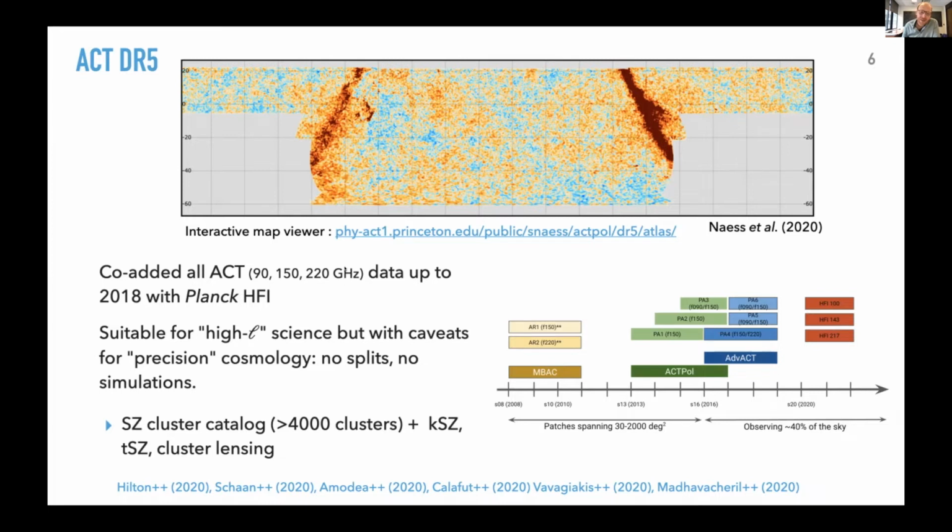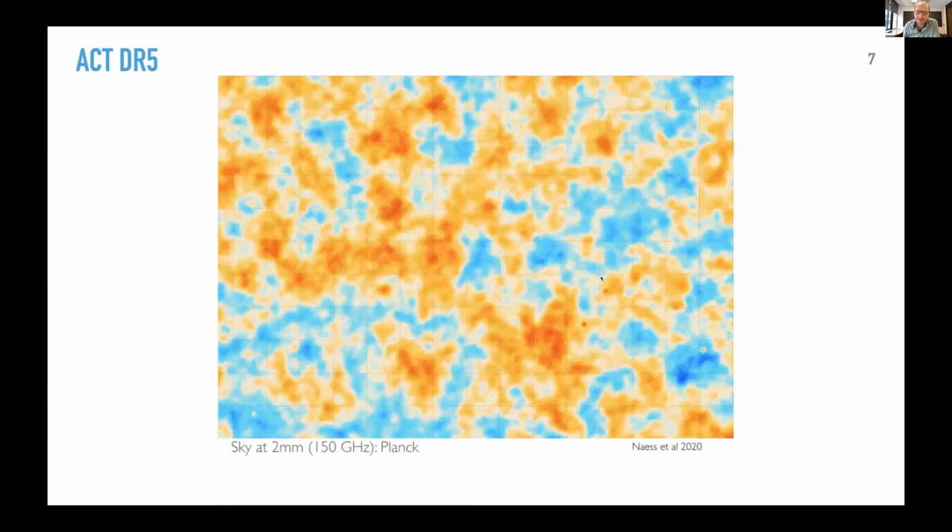So this co-added data set is great for this sort of high L science, but it has some caveats. There are no splits, for example, no independent data splits. We have no simulations, and some of the data is a bit preliminary. But still, I think this tactic worked out for us. It's been a very valuable data set, for example, for cluster science. And again, this data set is available. You can also go to this link and see the map in your own browser, which is, I think, very nice to see. Here, I've taken a few examples for you to look at.